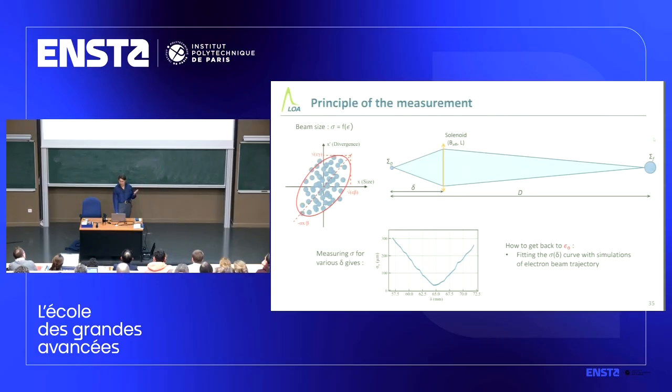So if we keep the screen at the same place, we will see a beam which is out of focus, getting focused, and then out of focus again. And then we can use this curve to find epsilon, because it's possible to do simulations of the trajectory of the electron beam in the magnetic line, and to fit the simulations with the sigma curve.